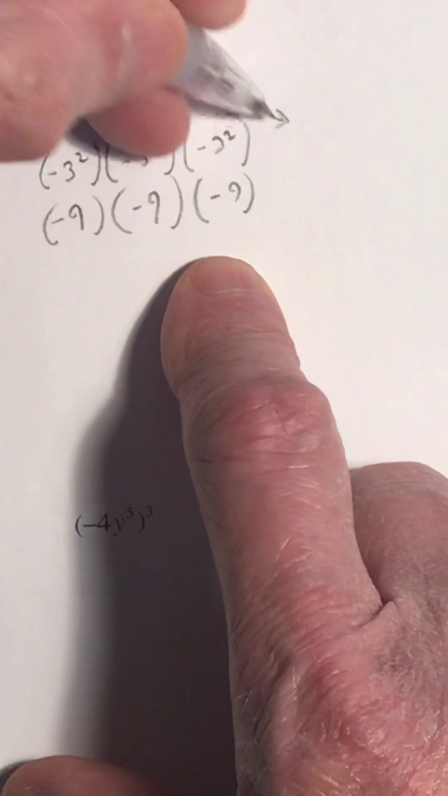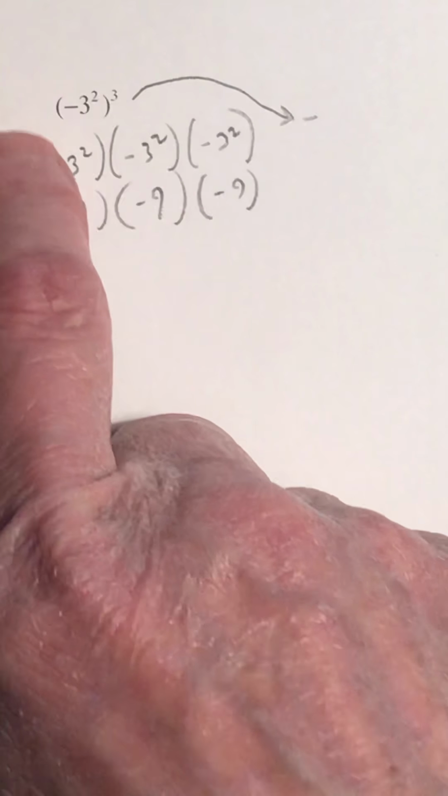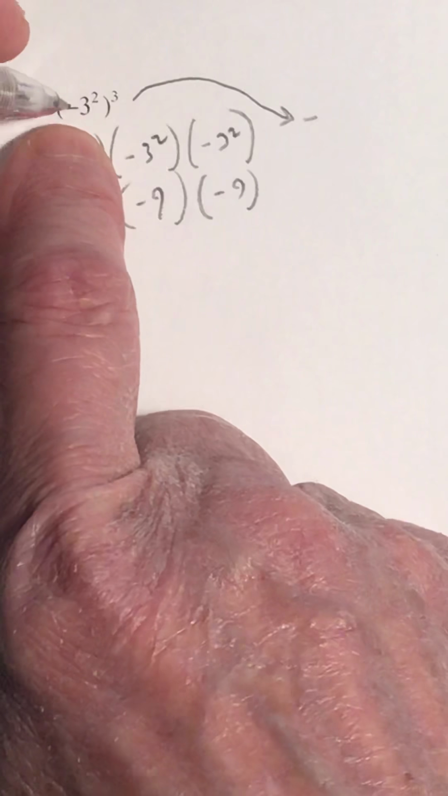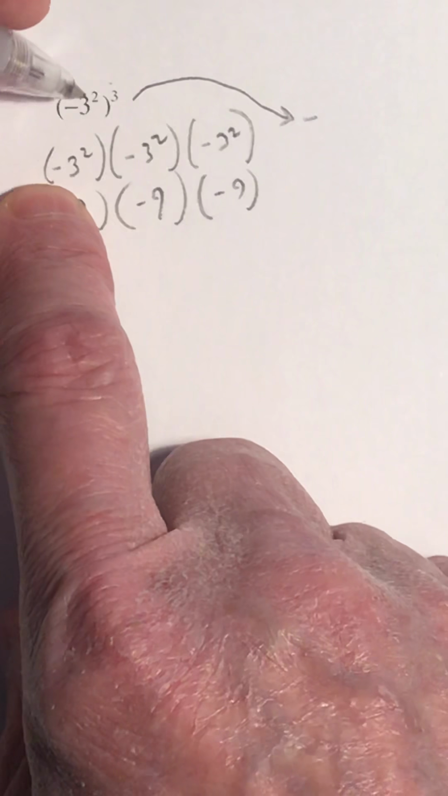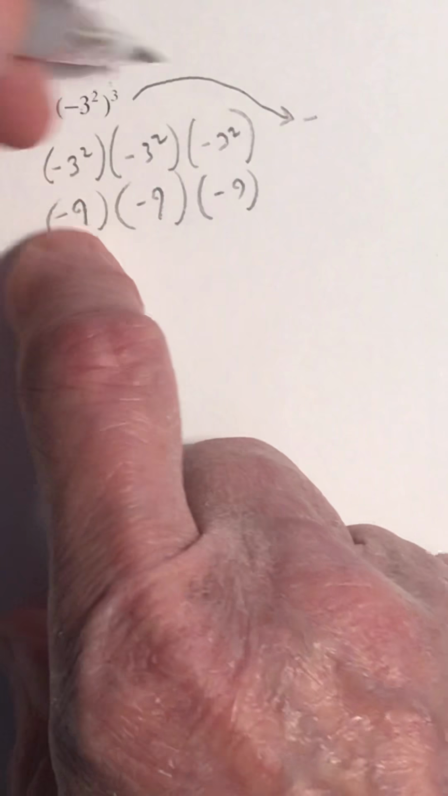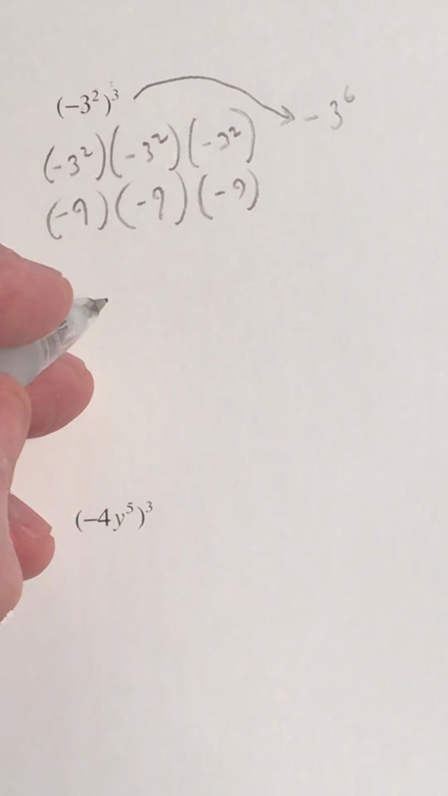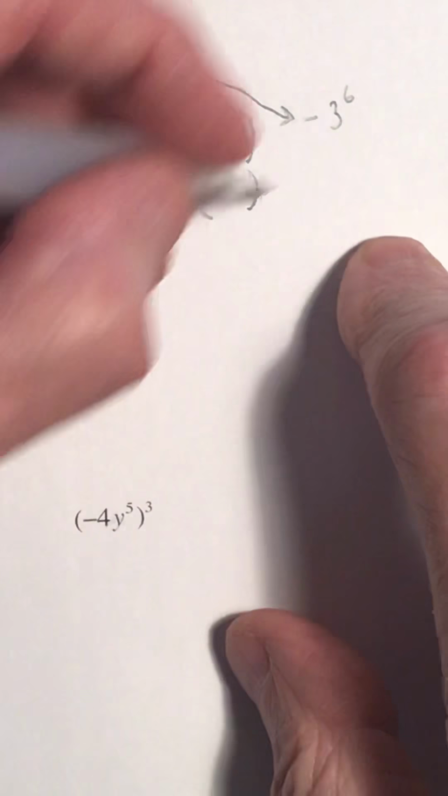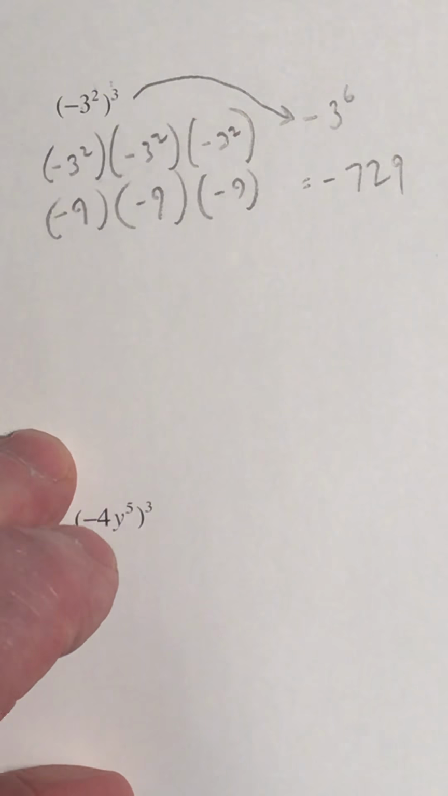Let me write the answer over here. We're going to have negative. If I hadn't done all this, we would just say keep the minus sign because it's an odd exponent out there, and we would still do 3 to the second to the third, which is 3 to the sixth. And if you punch that in a calculator, you get 729.